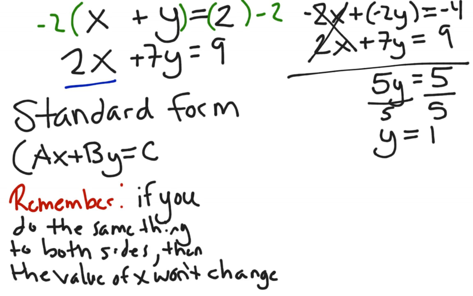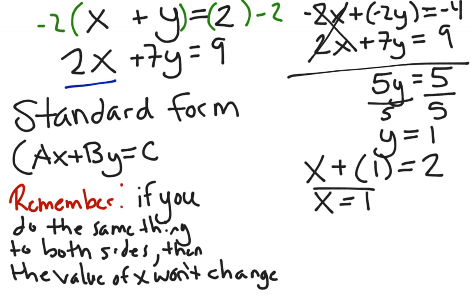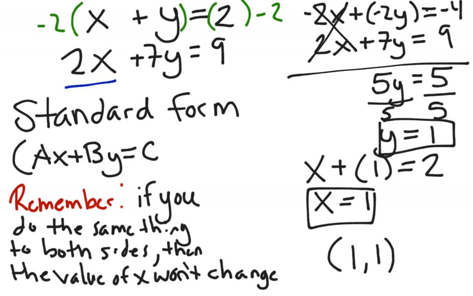I'm going to substitute that result into one of my original equations in order to solve for x now. So I'll do x plus, now y is 1, equals 2. Subtract 1 from both sides, and I get x equals 1, y equals 1, which means my solution is 1, 1.